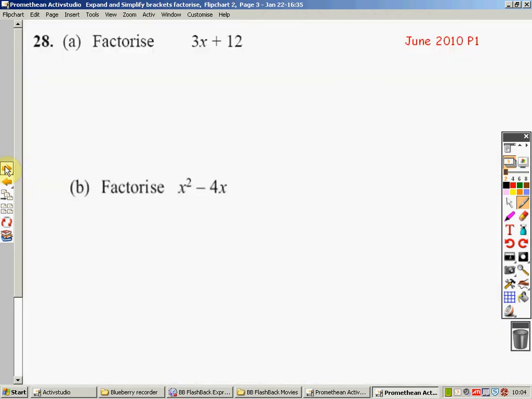Okay, same video, looks like a different topic, but actually very similar. We're now looking at this word factorize, and that means to be putting in terms of the highest common factor of the two terms in your expression, or the two parts of your expression. So I've got two bits here to look at. I've got the 3x and the 12. I'm looking for a number or a letter that's in both. Now, there's only a letter in this one, so we can't be looking for a letter.